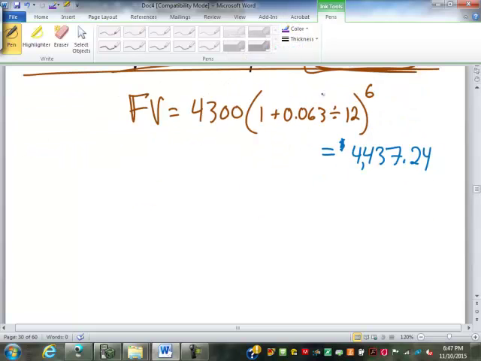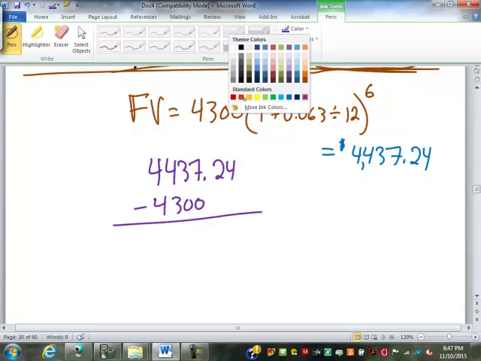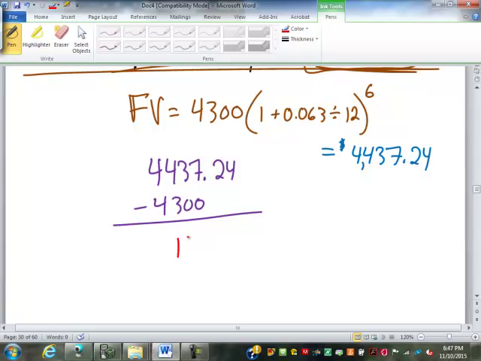So we find our compound interest. 4437.24 minus 4,300 is $137.24.